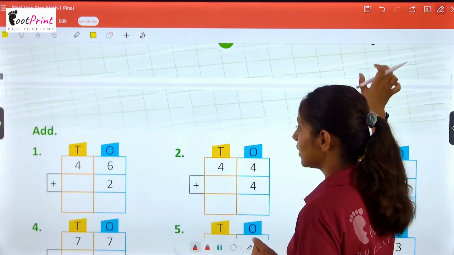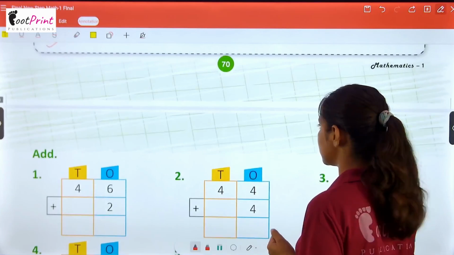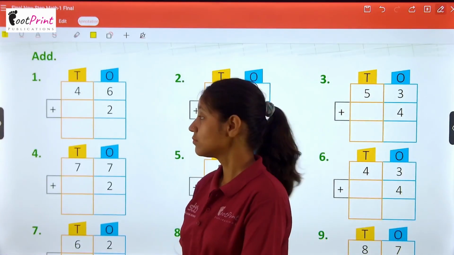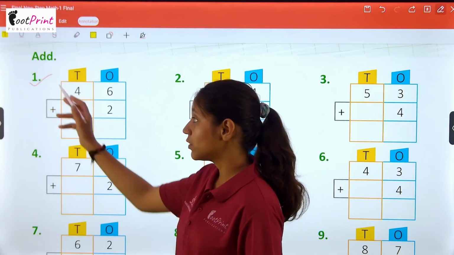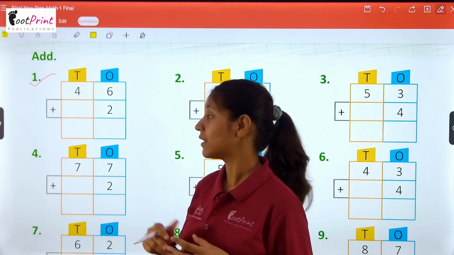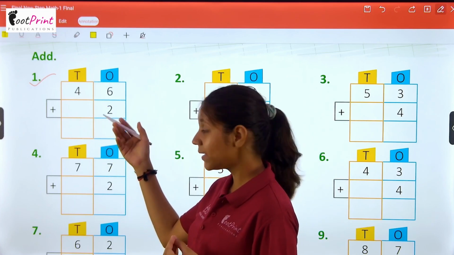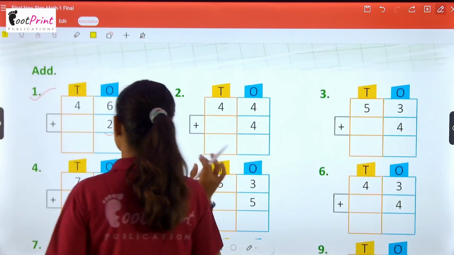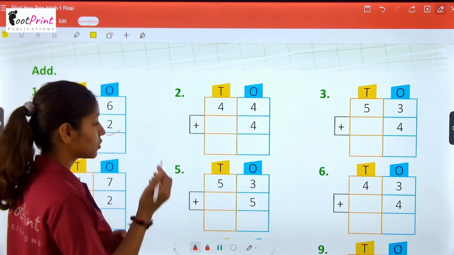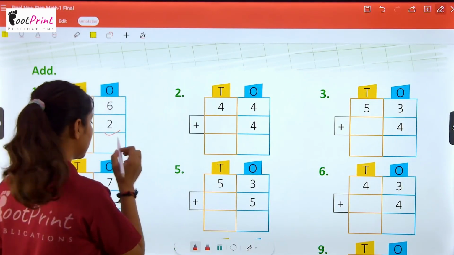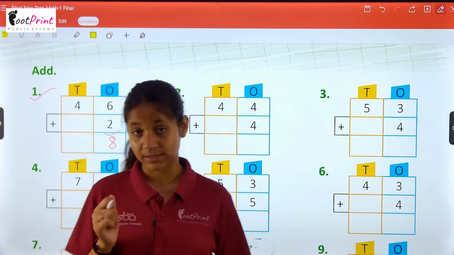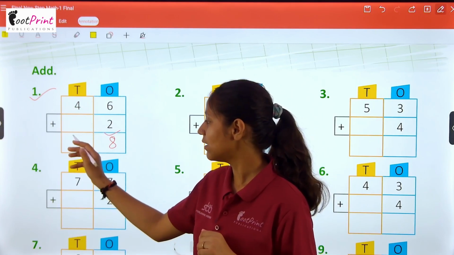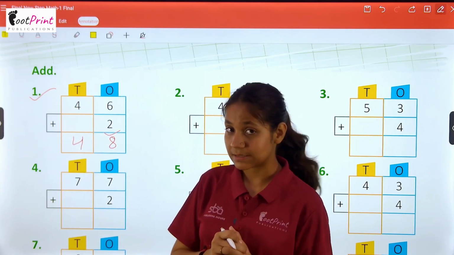17. Now here are some questions for practice. Add. Here, one I am doing for you and the rest you have to do by yourself. 46 plus 2. 2 will be at the ones place and 46 at the tens and ones place. So 6 and forward counting to 2: 6, then 7, then 8. 8 ones. Now 4 plus no tens. So 4 plus 0 is 4. So the answer is 48.